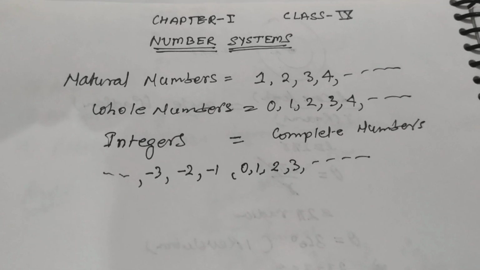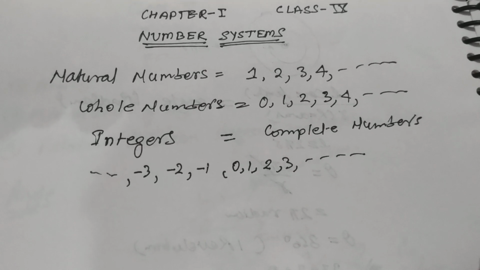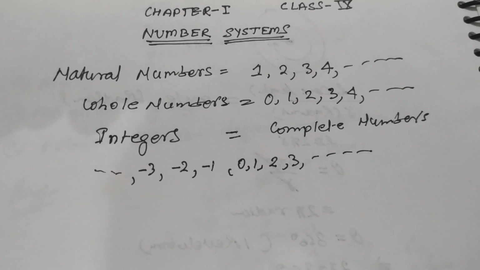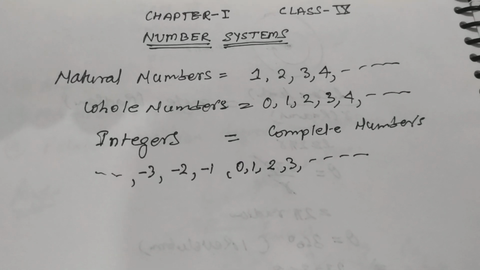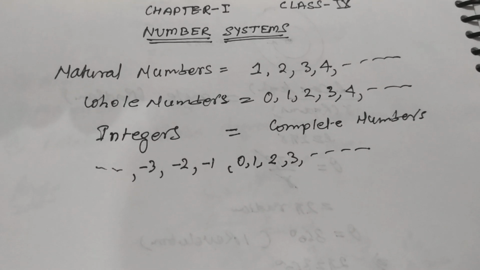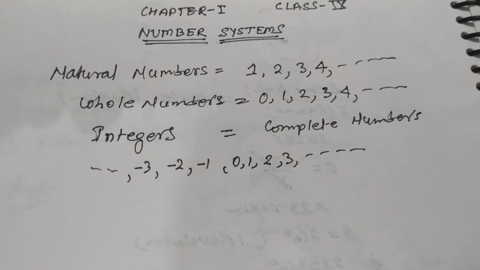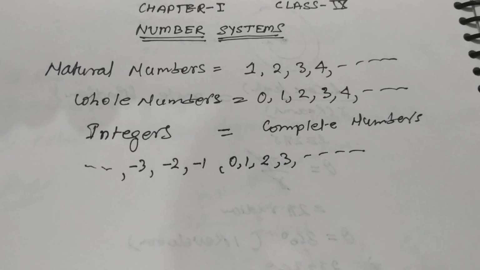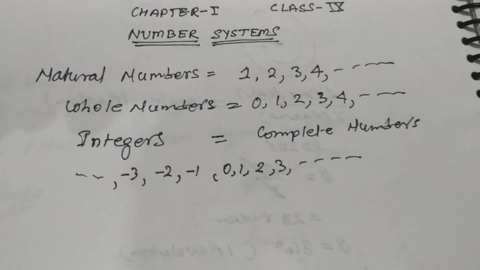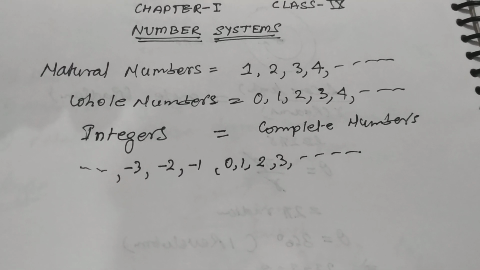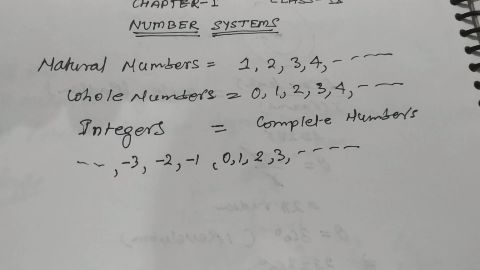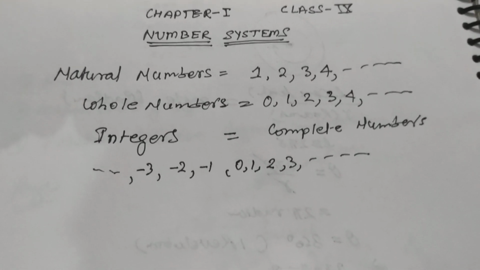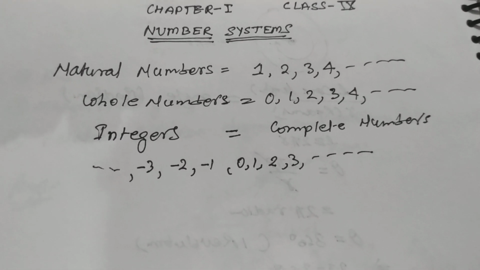These are integers, that means complete numbers. If the object is complete, the whole object, the representation of these whole objects is called integers. Like 1 roti, 2 roti, 3 roti, these are integers. If somebody has eaten half a roti or 3/4 of a roti, that part of the chapati, that representation in mathematics is called a rational number. Today we will focus more on the rational number.